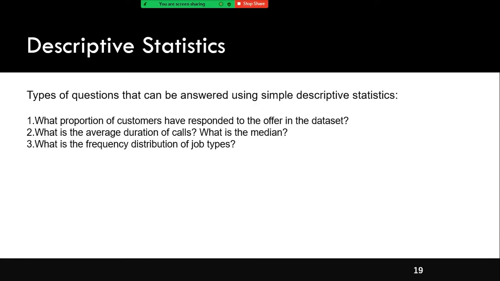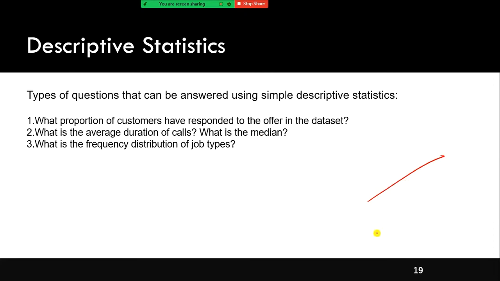There are some other examples. These are the typical questions. Let's say in the case of the telecom industry, your management wants to know what proportion of customers have responded to the offer in the data set. What is the average duration of calls? What is the median call? What is the average age of customers? What is the distribution of customers by gender?